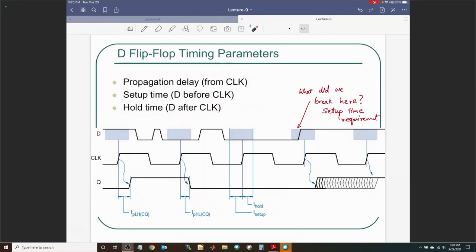Questions about these three parameters? What is that? Okay.